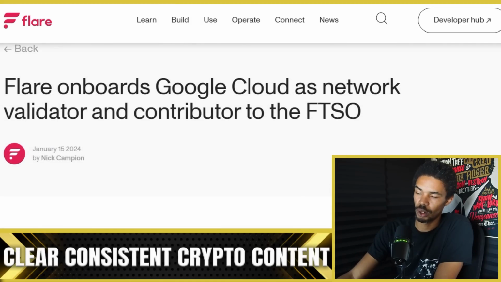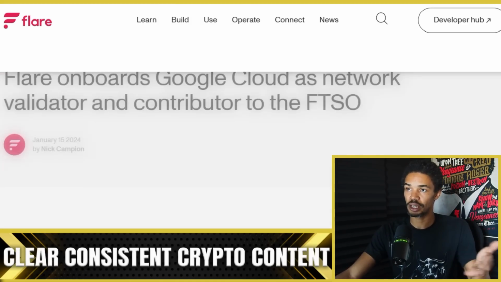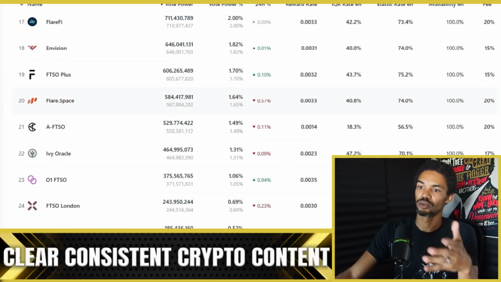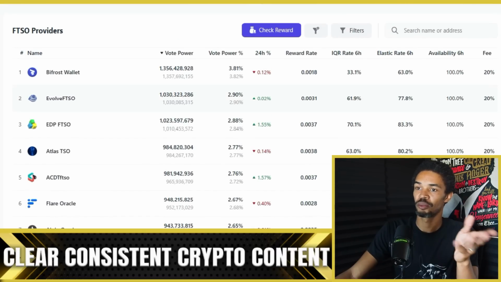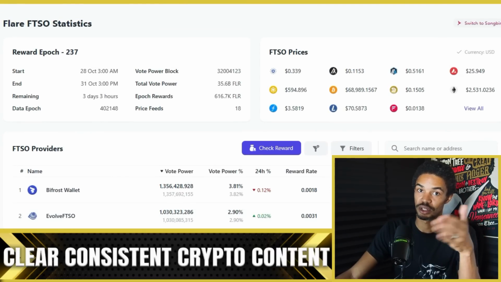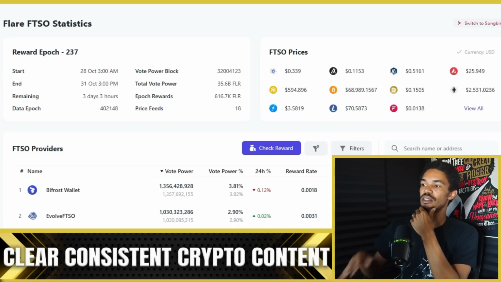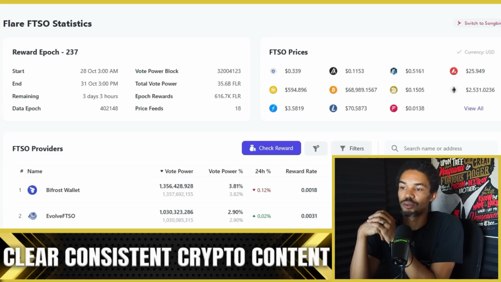So how this ultimately works in the real world, ladies and gentlemen, is that, and as you can see here back in January, Google Cloud joined as a network validator and contributor to the FTSO, which means they will be on this list here. And I'm sure if we keep scrolling, their name will pop up here. But for the sake of time, again, flaremetrics.io, you can verify that for yourself. But they became the validator in January. And how this is going to ultimately boil down is that it's going to make the data feeds a lot more secure.